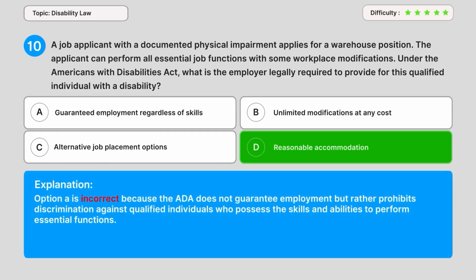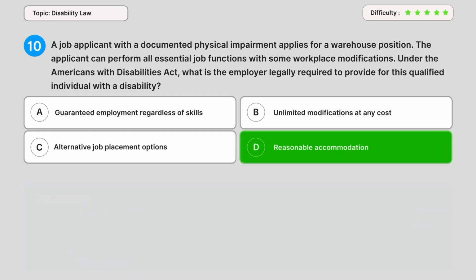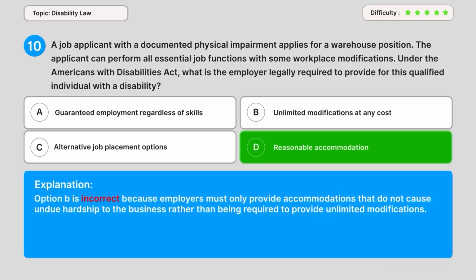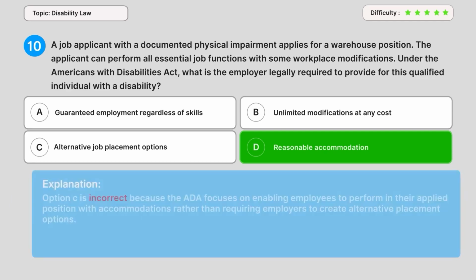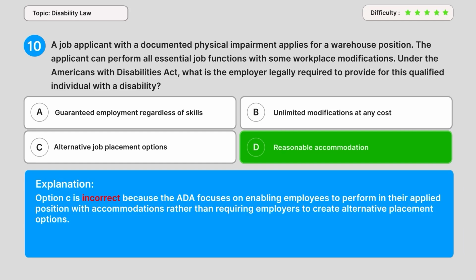Option A is incorrect because the ADA does not guarantee employment, but rather prohibits discrimination against qualified individuals who possess the skills and abilities to perform essential functions. Option B is incorrect because employers must only provide accommodations that do not cause undue hardship to the business, rather than being required to provide unlimited modifications. Option C is incorrect because the ADA focuses on enabling employees to perform in their applied position with accommodations rather than requiring employers to create alternative placement options.